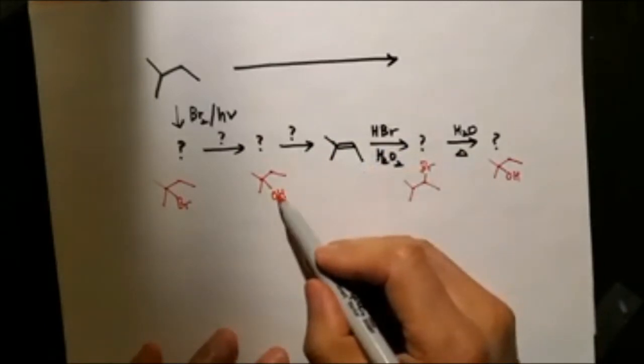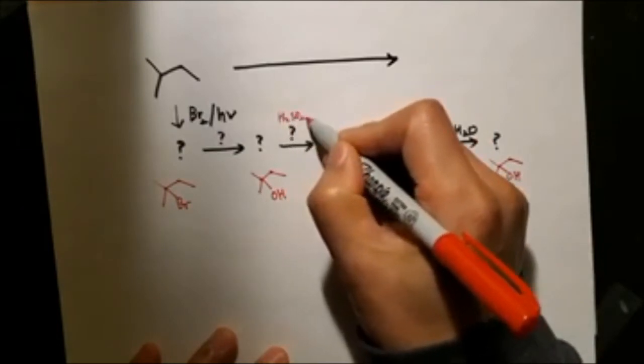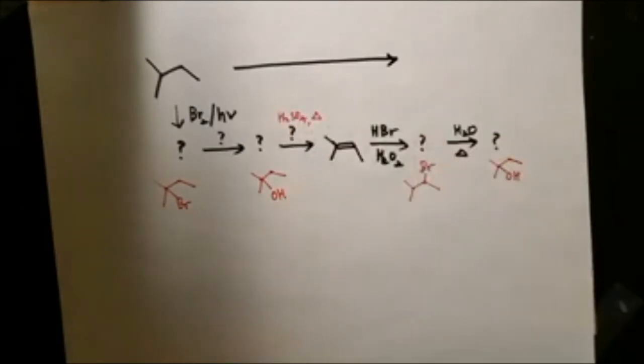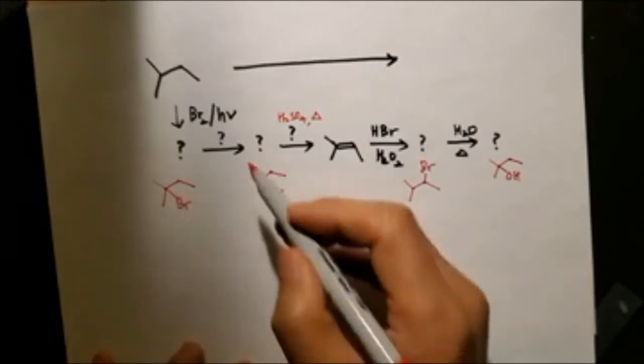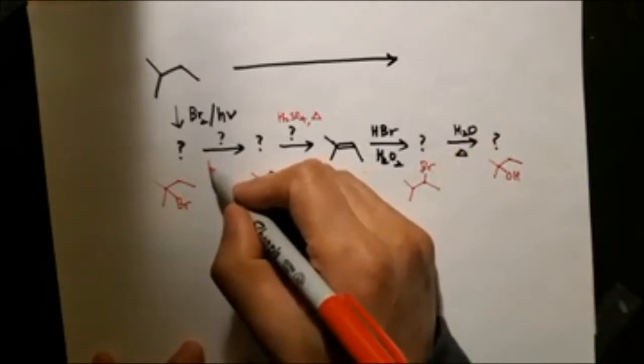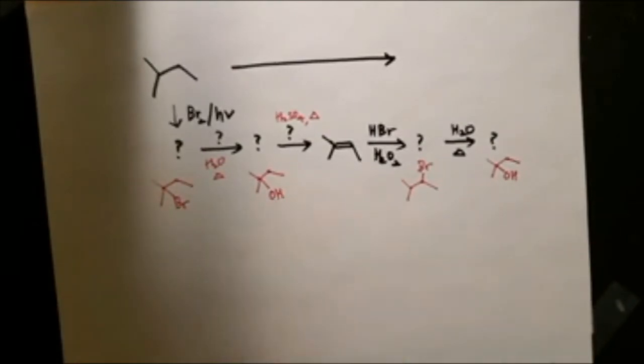If I have this, then I can form this using H2SO4 with the heat, a dehydration reaction. Then I can form this by doing SN1 like we did here, H2O with the heat. Then certainly you complete it. Well, you can put other things here and try the same thing, but I'm not going to spend time on that.